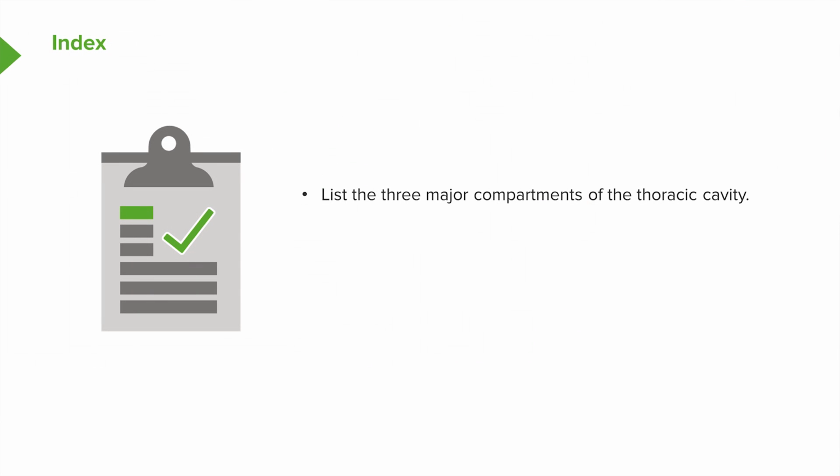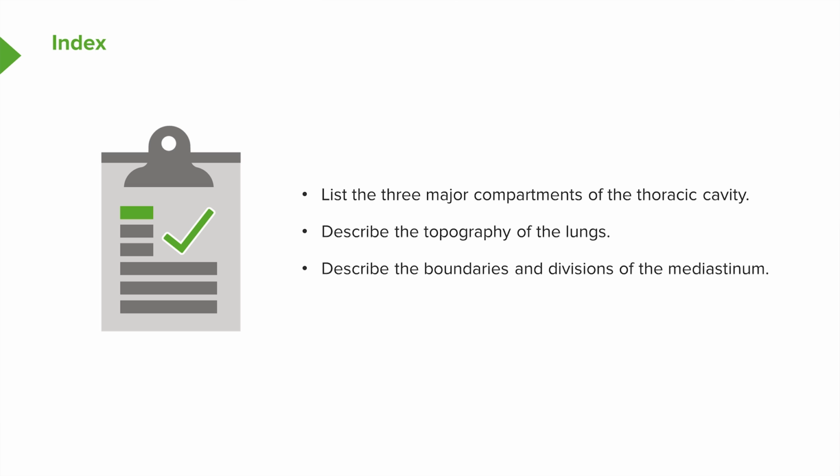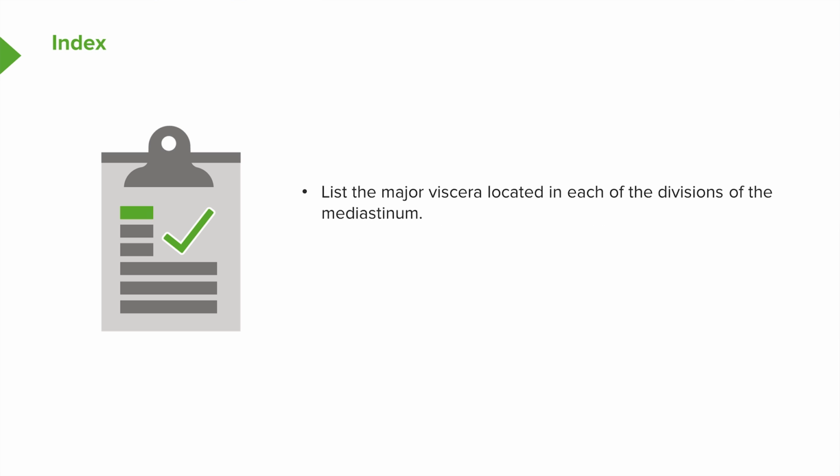This slide lists the objectives that you should be able to answer at the conclusion of this presentation. First, list the three major compartments of the thoracic cavity. Describe the topography of the lungs. Describe the boundaries and divisions of the mediastinum. List the major viscera or organs located in each of the divisions of the mediastinum.